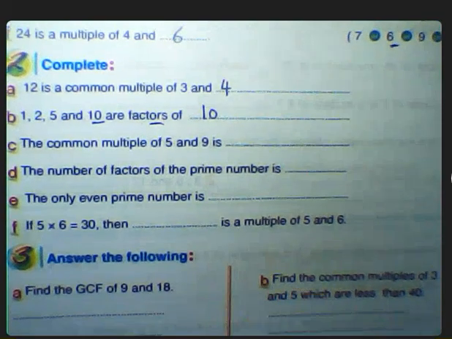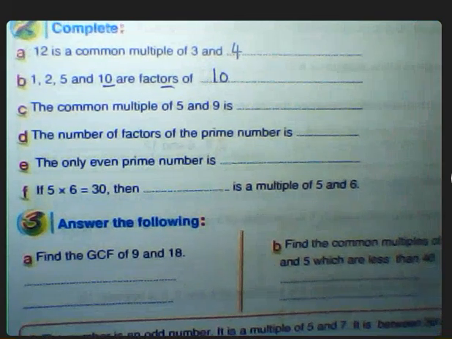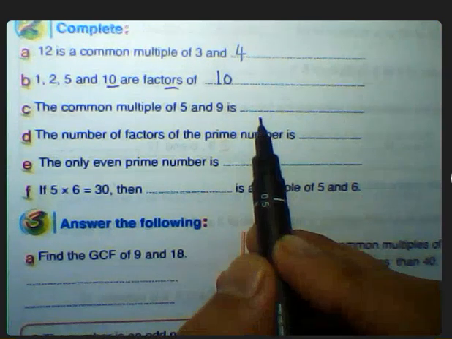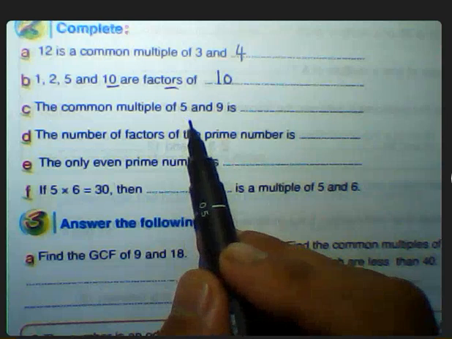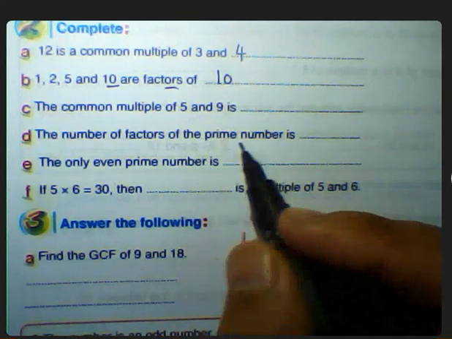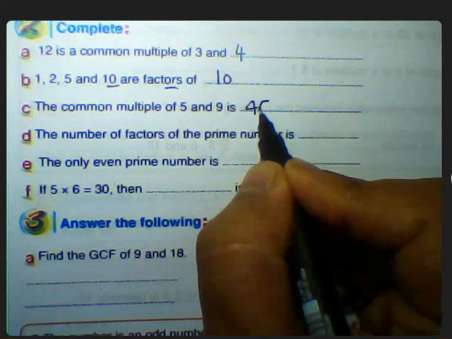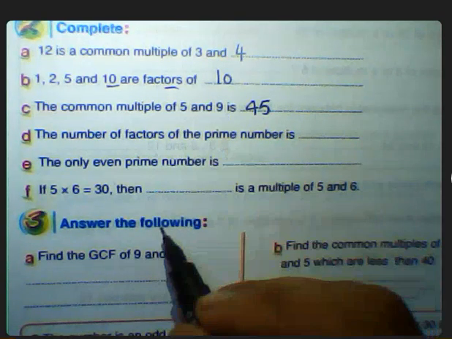Letter C. The common multiple of 5 and 9 is space. We know 9 cannot be divided by 5. 5 is a prime number. Then 9 times 5 equals 45. We can write 45 here. 45 is a common multiple of 5 and 9.